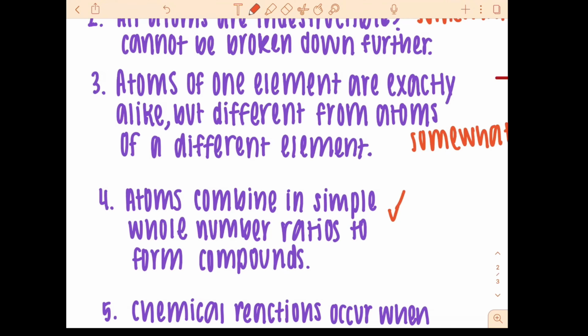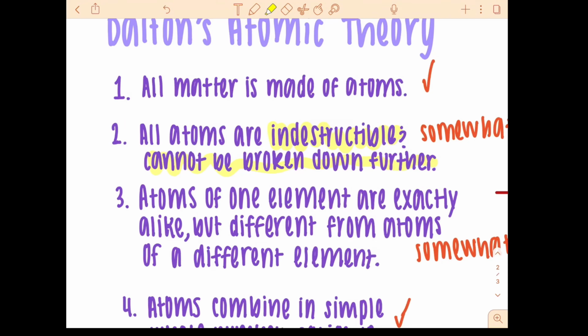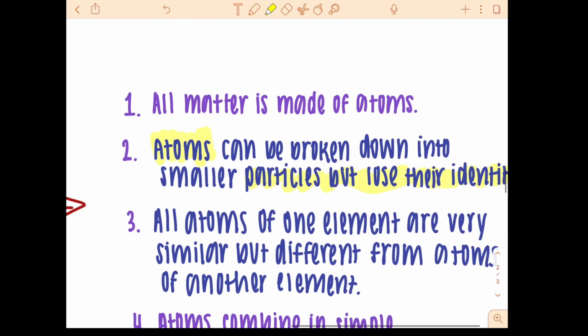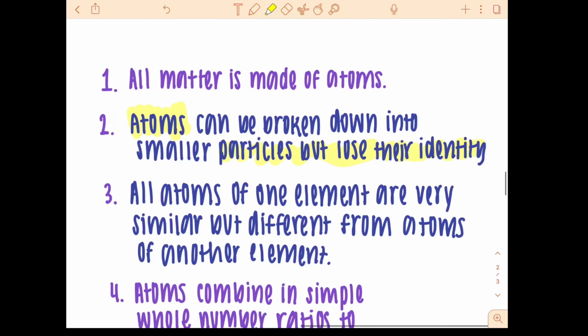And for the third one, this is a little bit simpler in which part was right and wrong. We completely agree that atoms were different from the atoms of a different element, but we had to revise the first part. That's because we had a couple more discoveries a little bit later after Dalton's atomic theory. So what we said instead was that all atoms of one element are very similar, and they're still different from atoms of another element. And this was due to the discovery of isotopes.